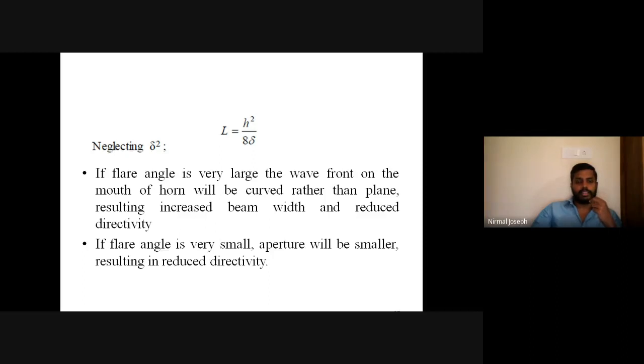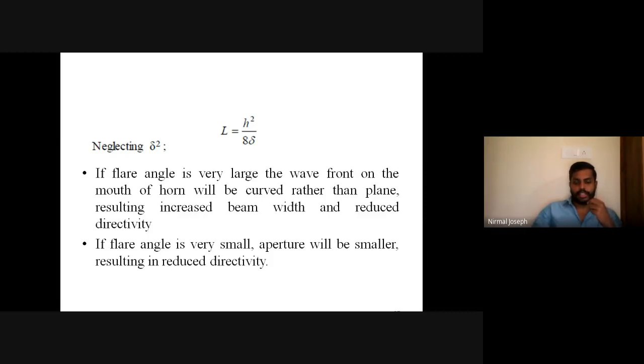Okay, L we are taking as the length of the leg itself. h is the height or separation between the two legs. L is equal to h square by 8 delta. Delta is the small distance between the actual wavefront and the edge of the leg. So these are the only design requirements.